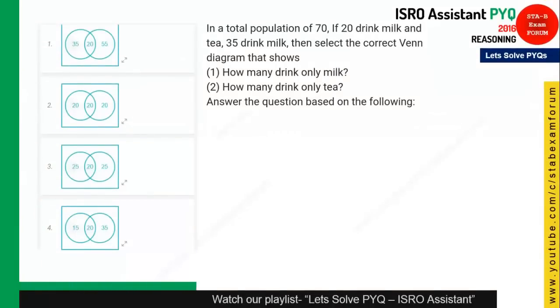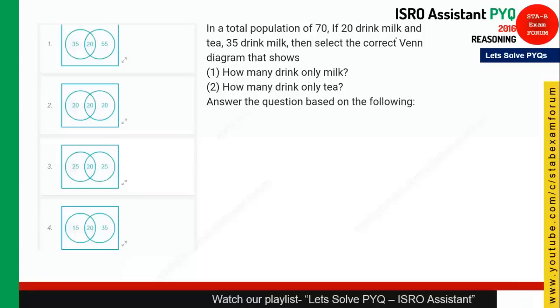Okay, so what the question says, in total population of 70, 20 drink milk and tea, 35 drink milk, and select the following Venn diagram. How many drink only milk, how many drink only tea, and answer the following question. So you need to make Venn diagram for this particular question.